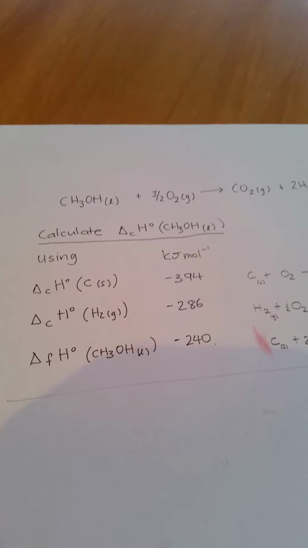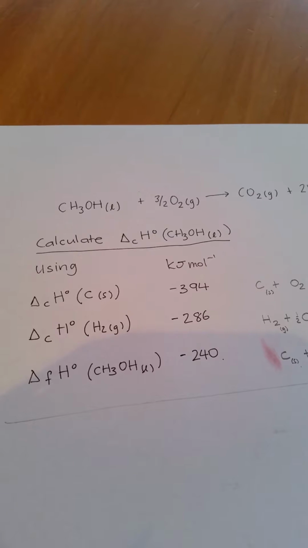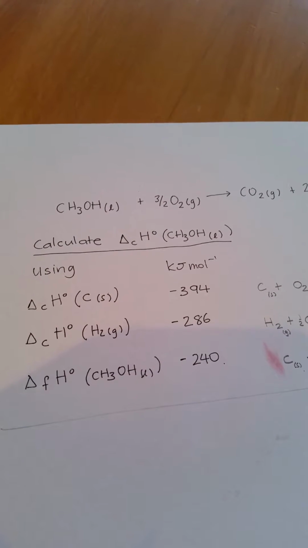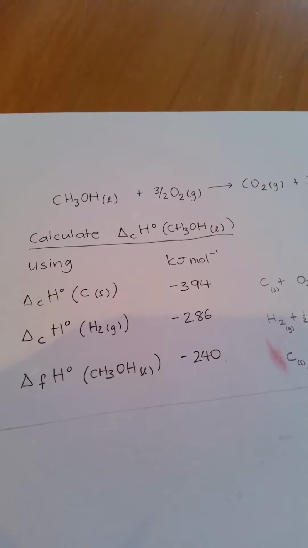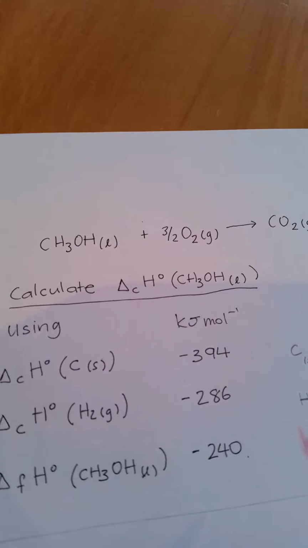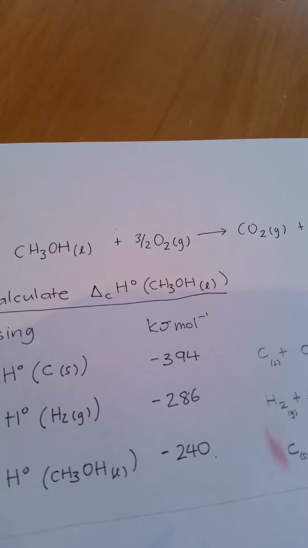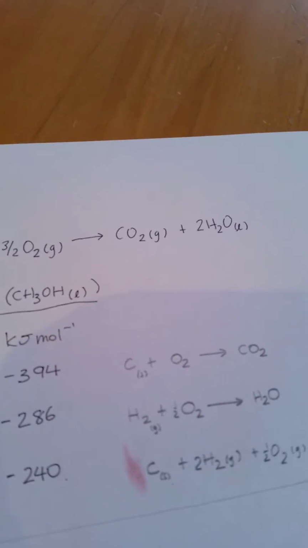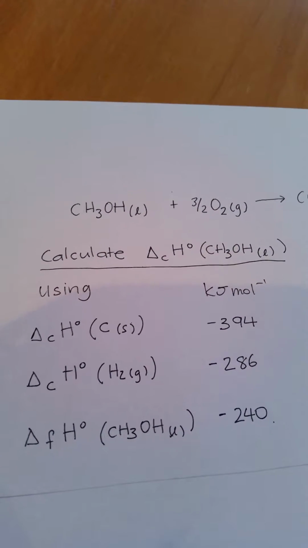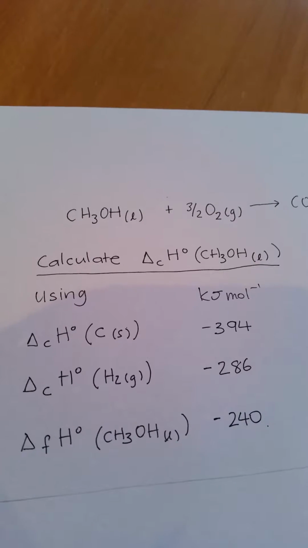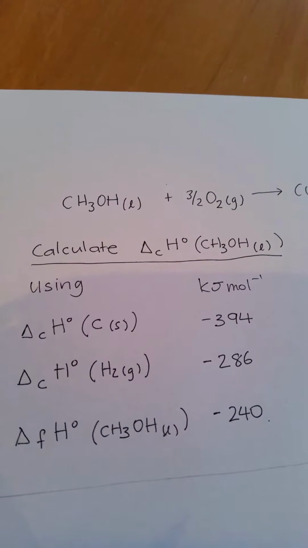Raman has sent me this problem to look at, so I'm going to do a worked example here. The question asks to calculate the enthalpy of combustion of liquid methanol, and it gives you the equation of the combustion of methanol, that's methanol plus oxygen gives carbon dioxide and water. That's the equation at the top, and it gives you this data here: the enthalpy of combustion of carbon, the enthalpy of combustion of hydrogen, and the enthalpy of formation of methanol.